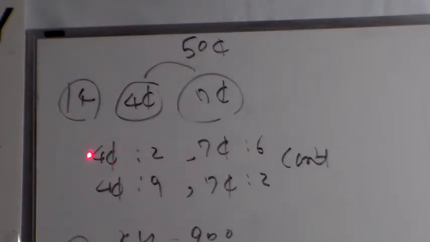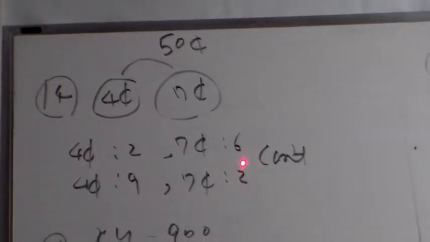So how many stamps can he use, 4 cents or 7 cents? So in this case to make 50 cents: 4 cents stamp 2, 7 cents stamp 6, that's going to be 50 cents worth. But another way, 4 cents stamp 9 and 7 cents stamp 2 also makes 50 cents. So we cannot decide it. So many ways. So we cannot decide it. Okay.